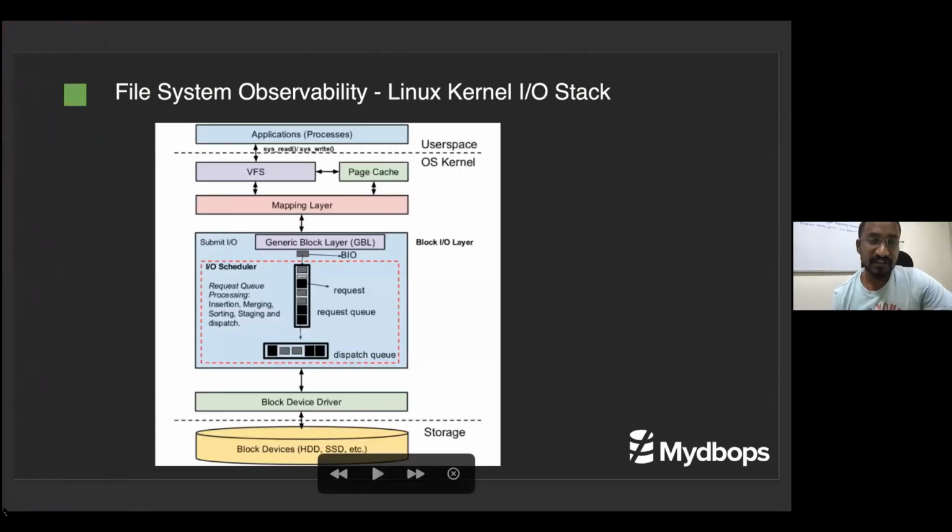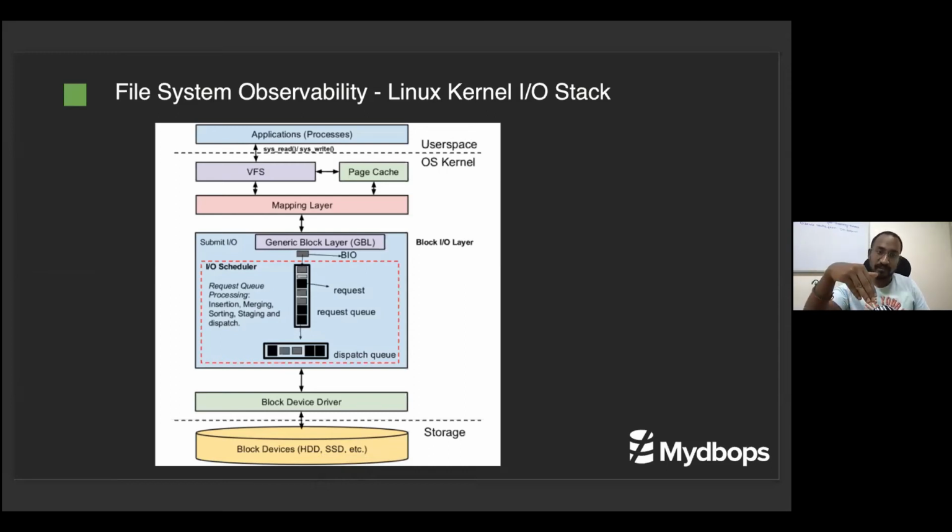So the next thing is file system observability. Before going into file system observability, people need to understand the Linux kernel IO stack. This is a very high-level picture of the system: the application reaches the VFS, the virtual file system. Then it asks for the related data. It will go to the page cache, which is the buffer and cache seen in the free command. Then it goes to the mapping layer, then the actual block layer. This is the high level. When you are handling a disk-related issue, you need to keep this picture in your mind.